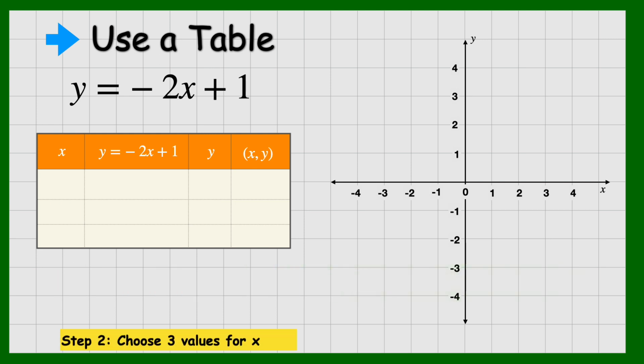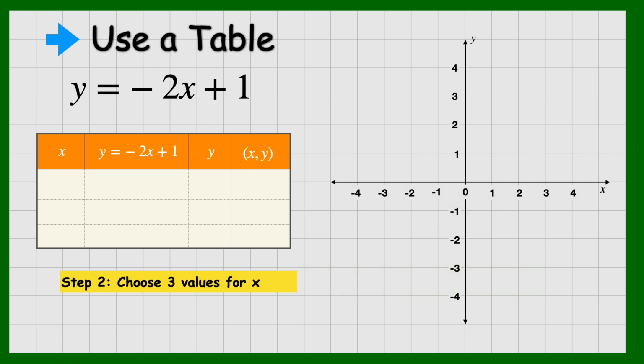The second step is to choose 3 values for x. These can be any numbers you like, but it's often a good idea to choose a mix of positive and negative numbers. Let's say we choose -1, 0, and +2 for our example.